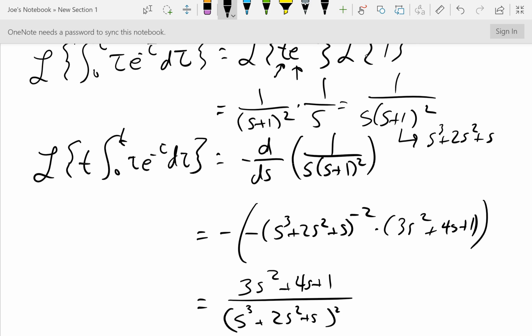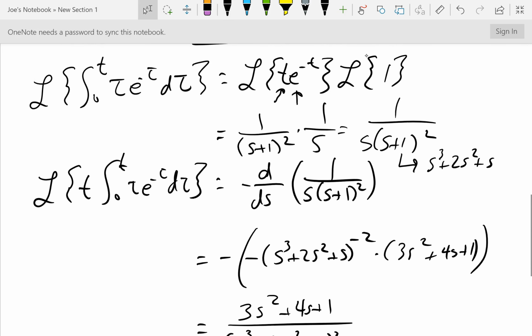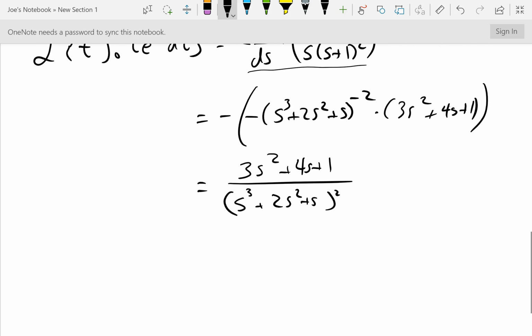So again, we can use these theorems in multiple situations. In this particular example, notice that we used the translation theorem here for this one, and we used the derivative theorem here for this one, and we used the theorem for Laplace transforms for convolution integrals. So again, we can do this in several steps and get the answers that we need.